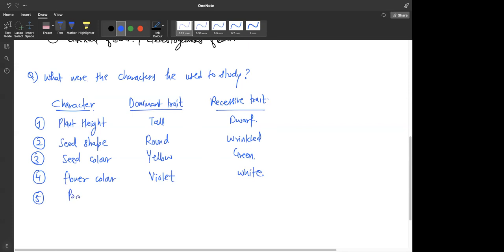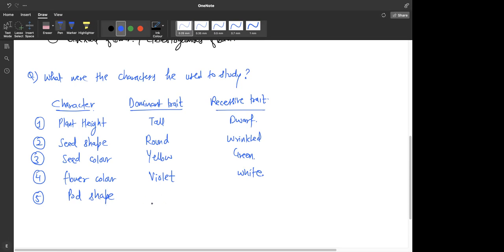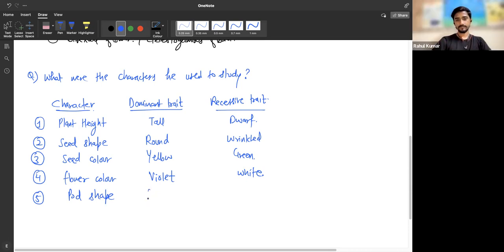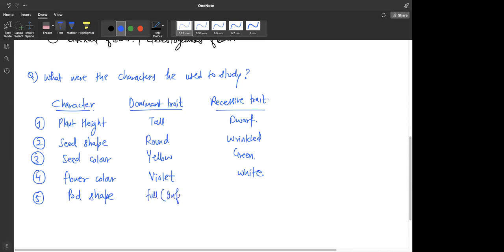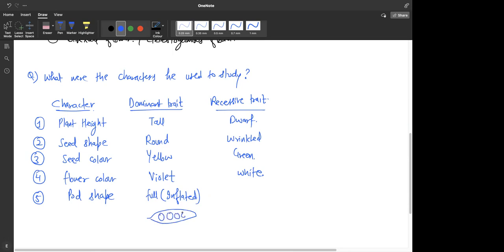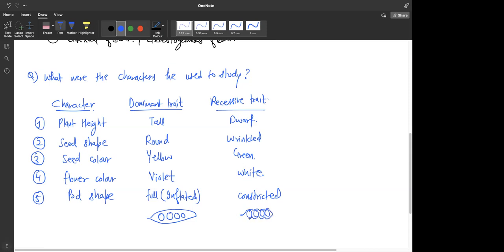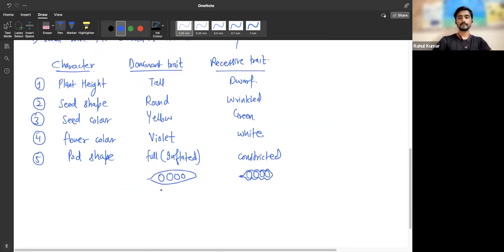Pod shape. Pod is inside which the seeds are present. You know, we all as kids have had the duty to remove seeds from the pods at home. What is the dominant pod shape? Full, or we can say inflated. It looks something like this, a full pod, and seeds are present inside. The other one is constricted. If there are seeds, the pod takes the shape of the seeds. So it also has seeds, but it looks constricted. Which one comes to your house?